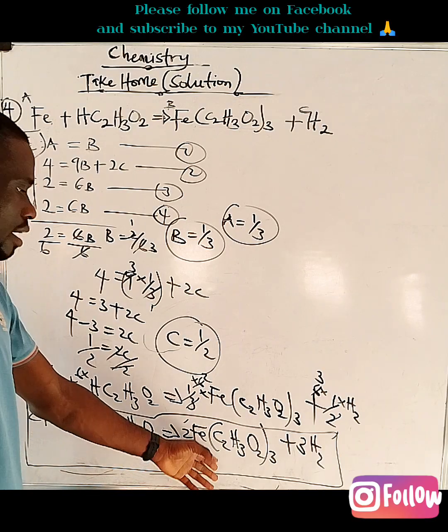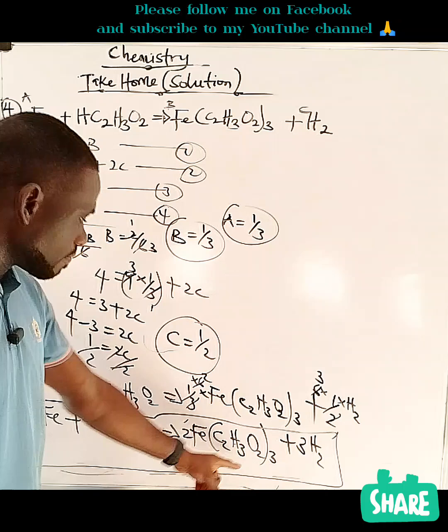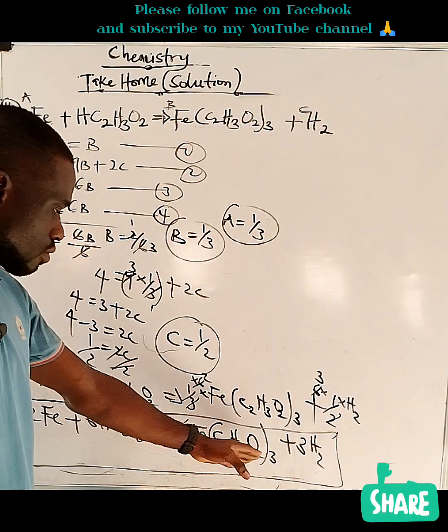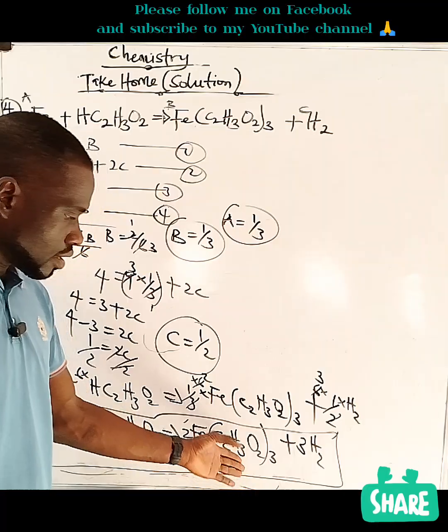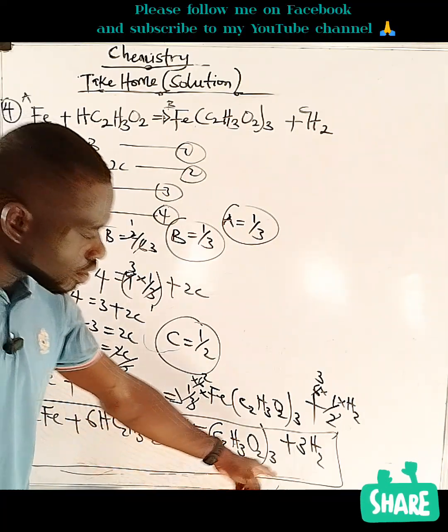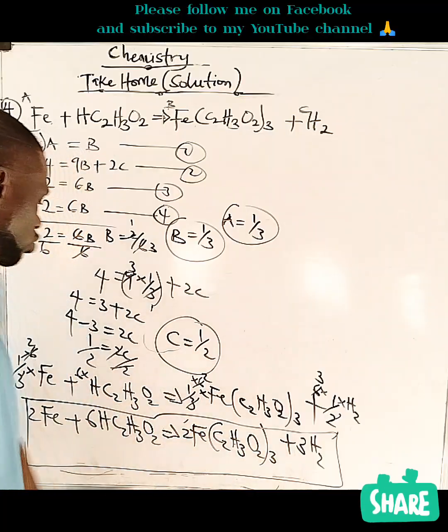Now let's see what we have on the product end. Hydrogen here is 3. Now we have an external 2 that affects everyone. So 2 times 3 is 6, 6 times 3 is 18. 18 atoms of hydrogen here, while here we have 6 atoms of hydrogen. 18 plus 6 is 24. So the hydrogen is balanced.